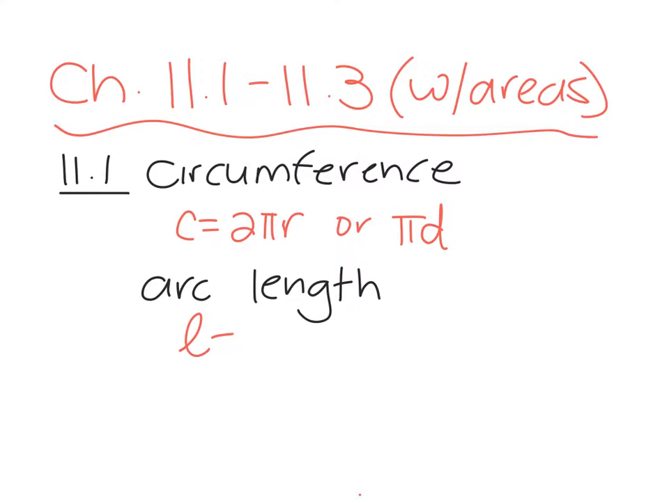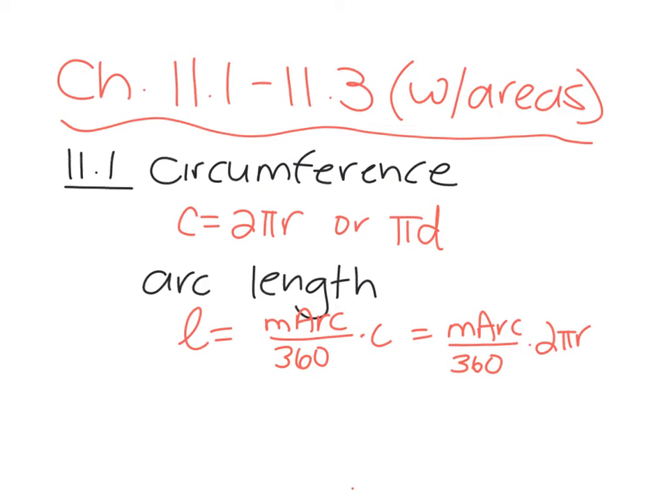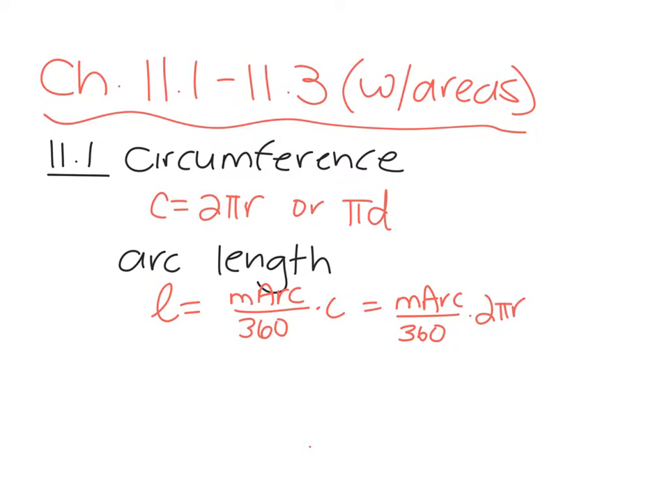Arc length, so the length of the arc, was the measure of the arc over 360 times the circumference, or the measure of the arc over 360 times 2 pi r, which is the same thing, or the measure of the arc over 360 times pi d. All of those are interchangeable. So depending on what information you get, you would pick which one you would use.